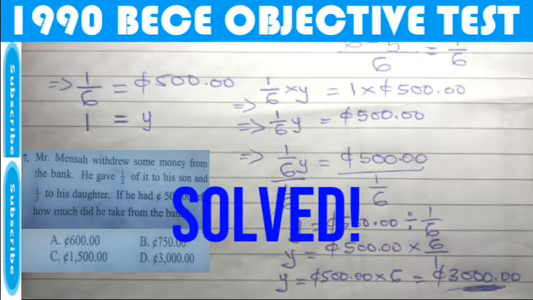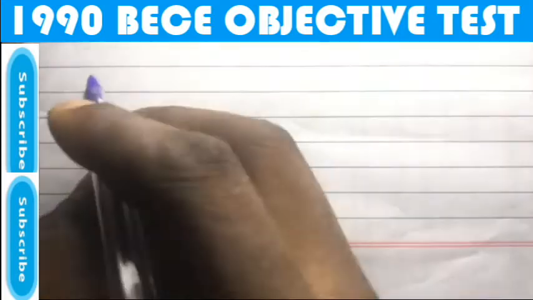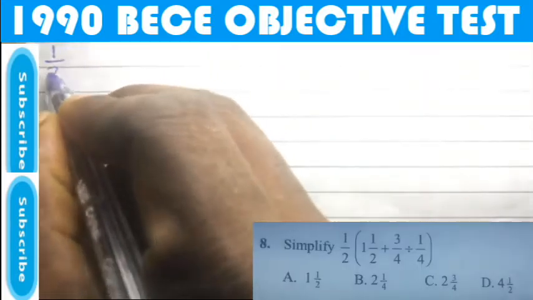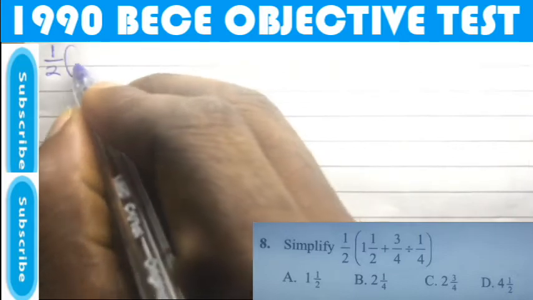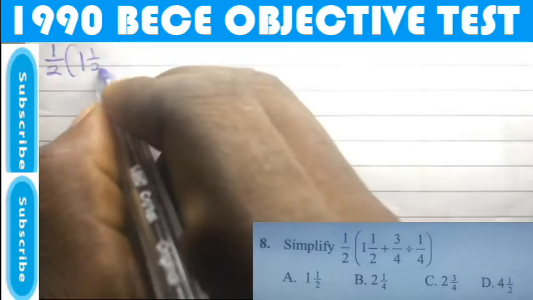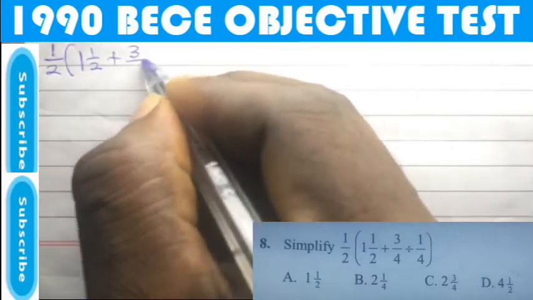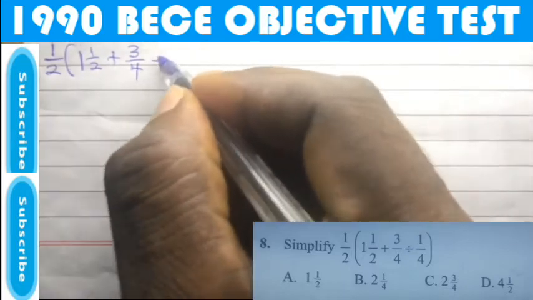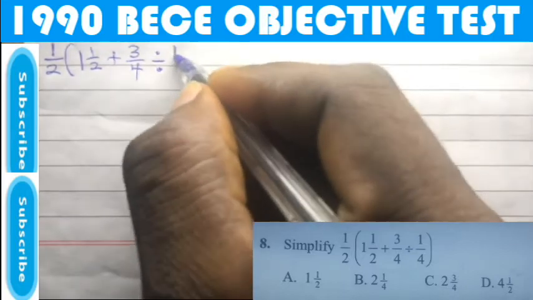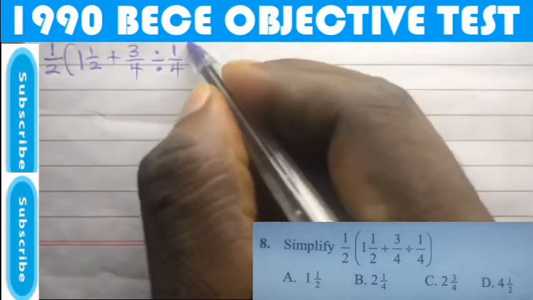Alright, so that's how we draw the curtains on question 7. Let's rush and then box on to question 8. We have this whole lot of question: 1 out of 2 outside the bracket, 1 whole number 1 out of 2 plus 3 out of 4, divided by 1 out of 4.